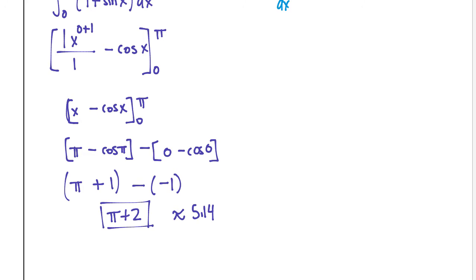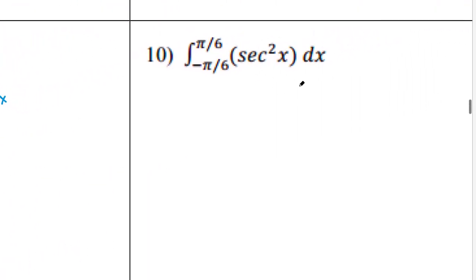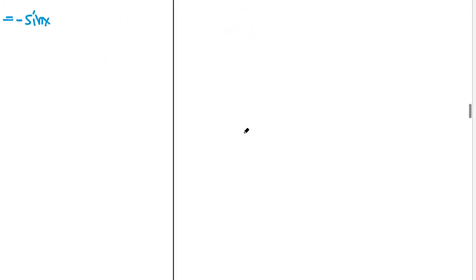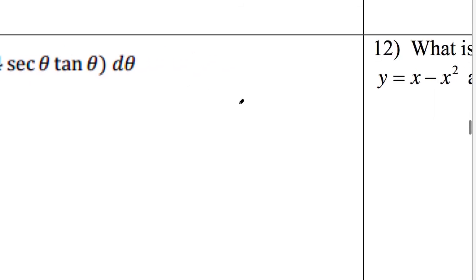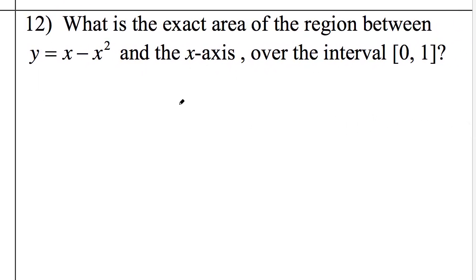All right, so let's skip on to the next one. Here we have another trig function, but we don't really need to know this one. I will say that it relates to something that's not sine or cosine, so we're just going to leave it as that for now. Same with number 11. So let's go on to number 12, which is a kind of word problem.